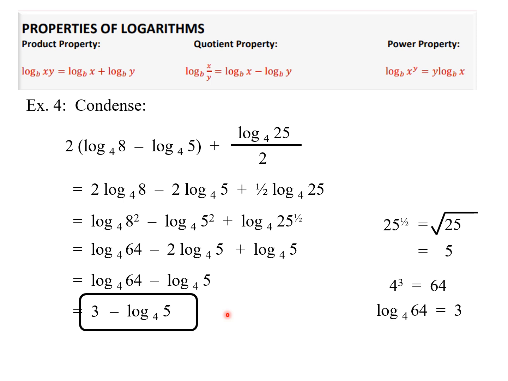So we can expand logarithms, and we can condense statements into a single log using these properties listed up here.